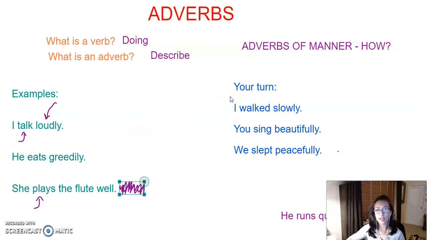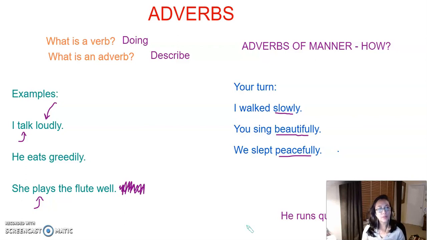So here on the right, I'd give the student a chance to identify adverbs on their own. So hopefully they're able to identify all of the verbs, walked, sing, and slept. And then they're able to highlight slowly, beautifully, and peacefully. So now that we can identify adverbs in a sentence that someone else has made, we now want to be able to make our own sentences and make our own adverbs. Because in our sentences, we also want to tell people how something is happening.